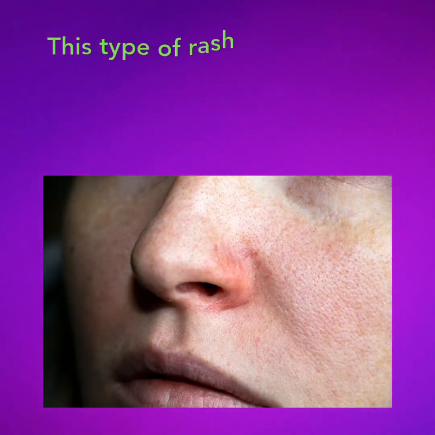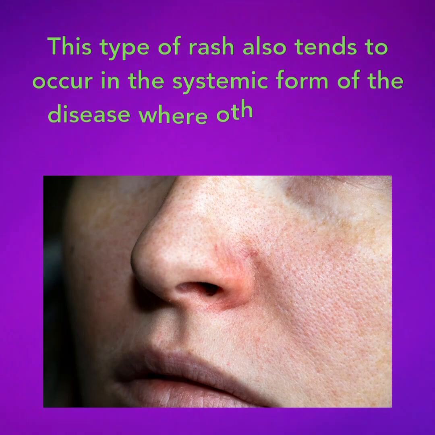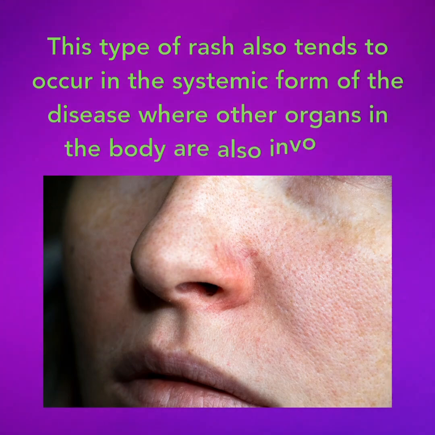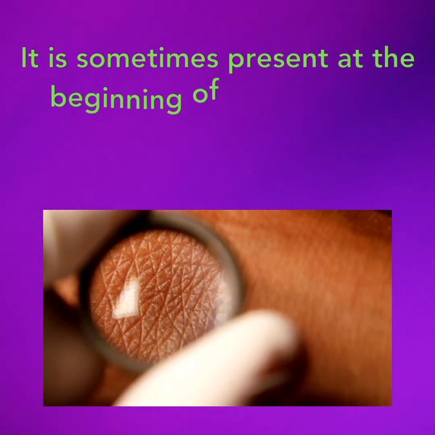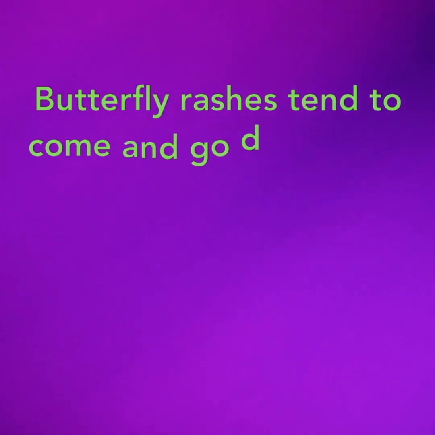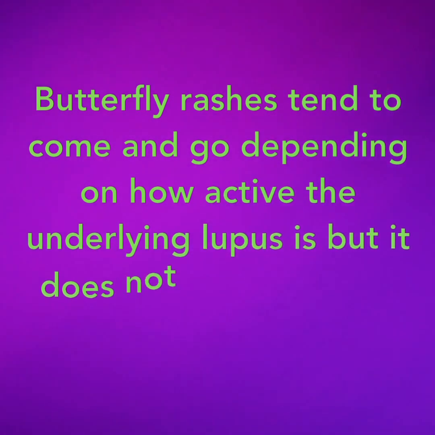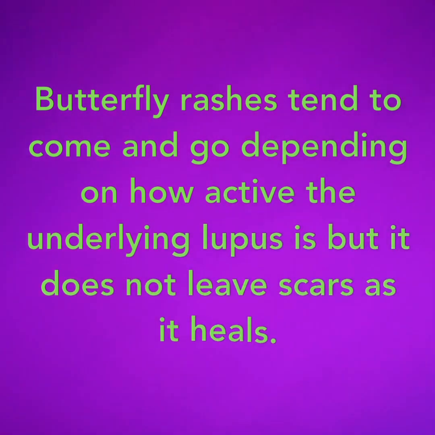This type of rash also tends to occur in the systemic form of the disease, where other organs in the body are also involved. It is sometimes present at the beginning of the disease, which actually helps doctors to make the diagnosis. Butterfly rashes tend to come and go depending on how active the underlying lupus is, but it does not leave scars as it heals.